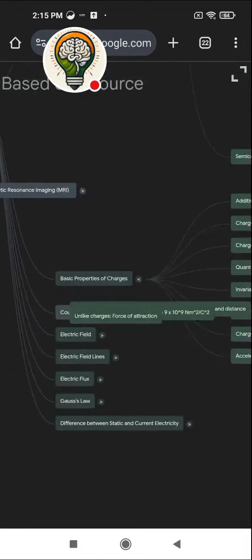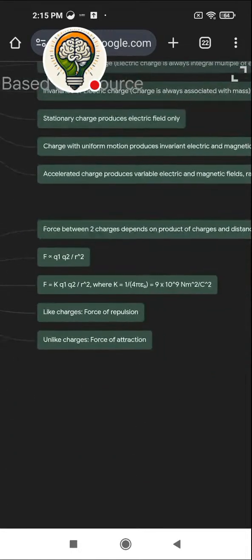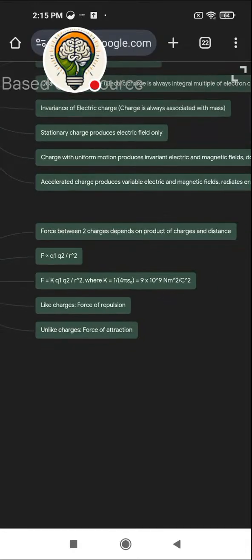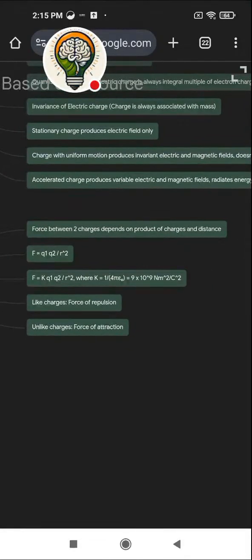Then Coulomb's law. The force between two charges depends on the product of the charges and the distance. F proportional to Q1 Q2 by R square, and F equal to K Q1 Q2 by R square, where K equal to 1 by 4 pi epsilon 0, equal to 9 into 10 power 9 newton meter square per coulomb square.